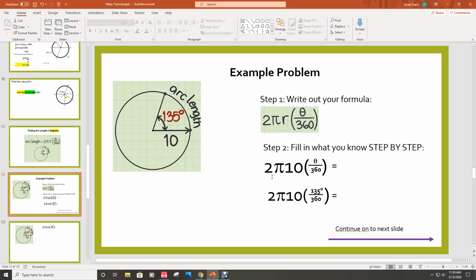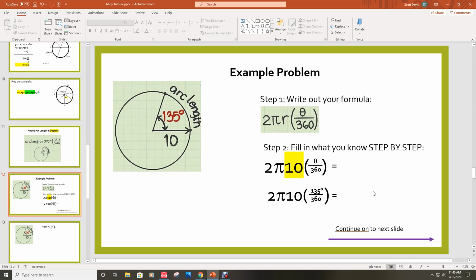Step 2 is when we start filling in what we know step by step. I start going across the formula and fill in what I know. First, I come across 2 pi r. Do I have r? I do. It's right over here, 10. So I filled in my 10. Notice as I continued across, I still kept that central angle symbol from my formula over 360, then closed my parentheses, equals, we don't know yet.